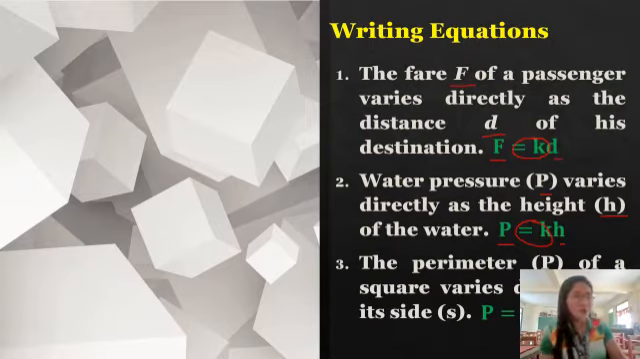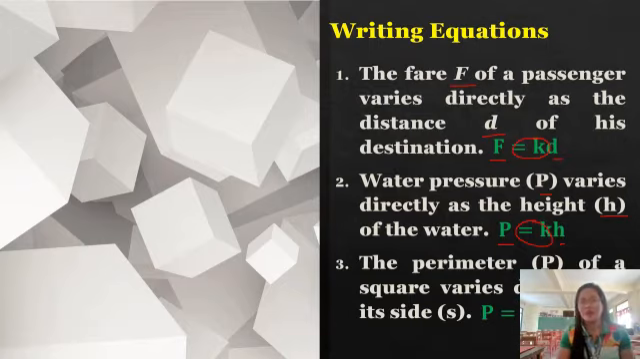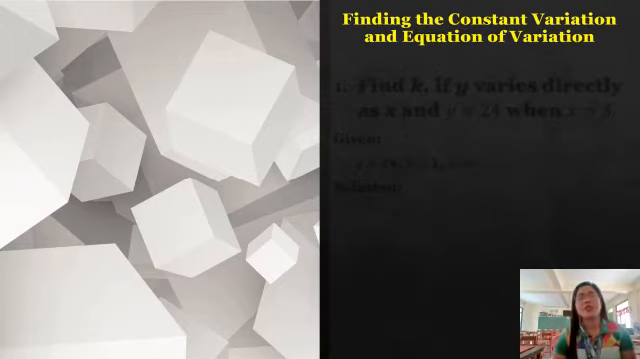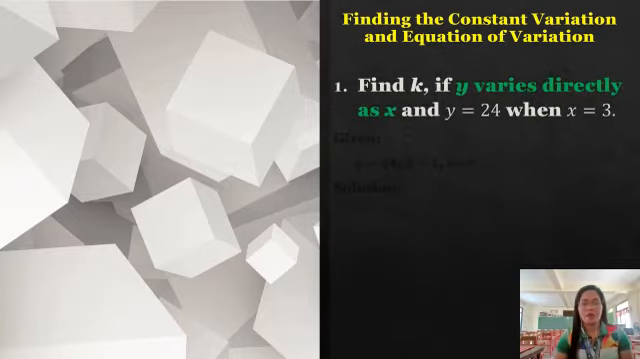I hope you understand how you're going to write equations given a direct variation. Now let us proceed to finding the constant of variation and equation of variation. So now, here's our first problem. Find k, or find the constant, if y varies directly as x and y equals 24 when x equals 3.